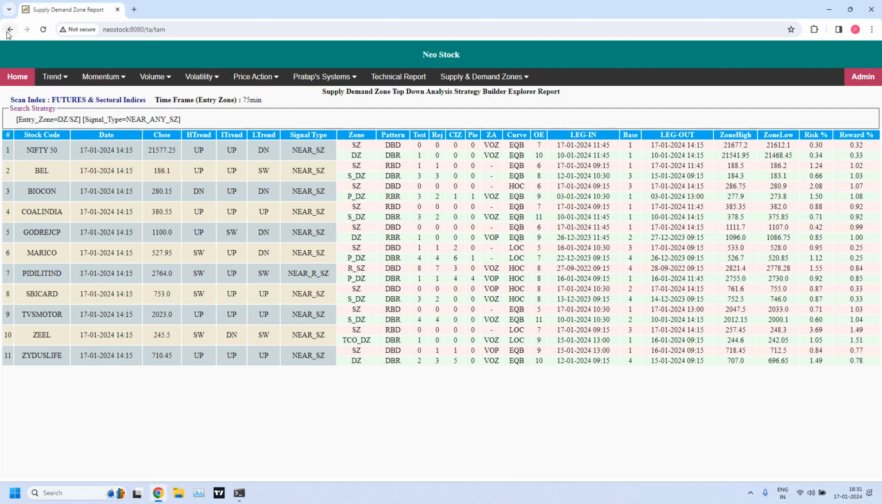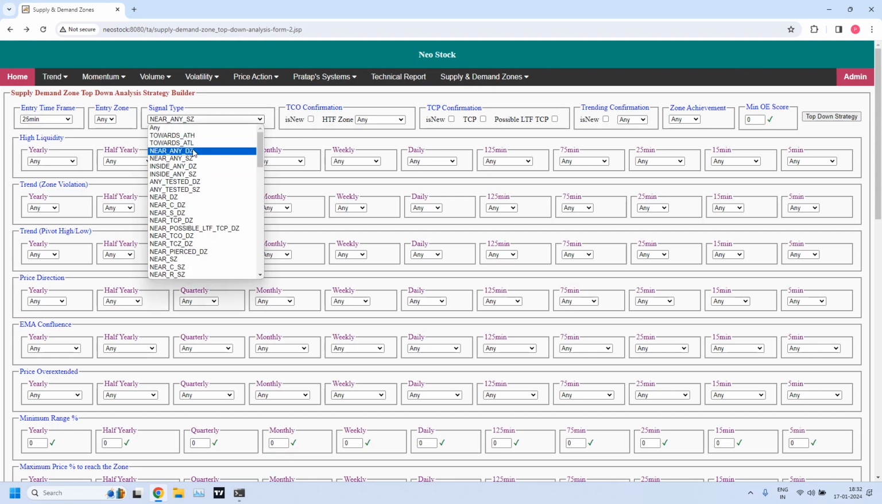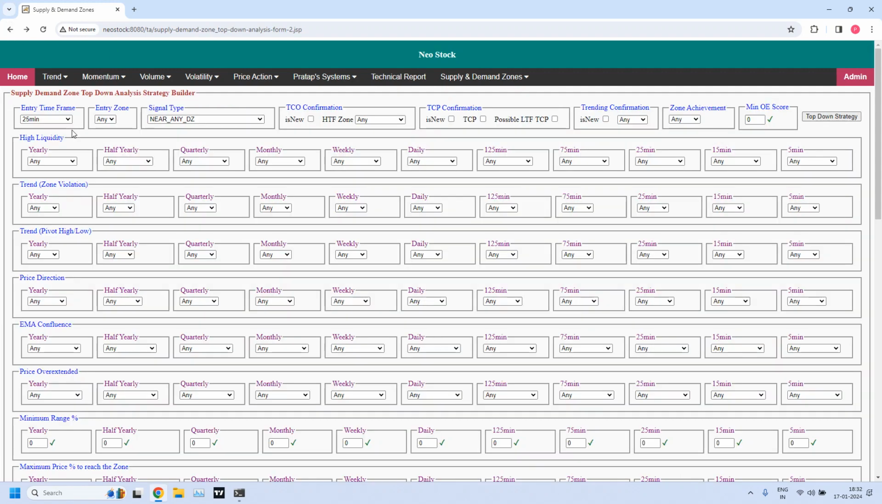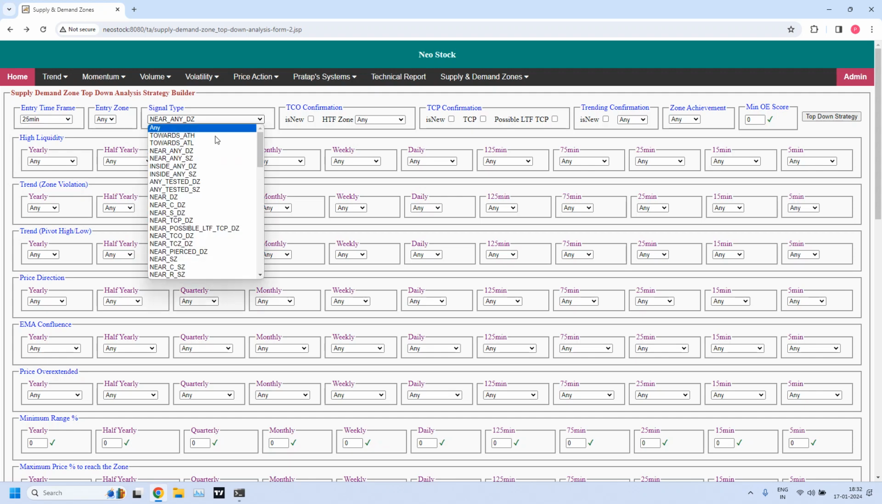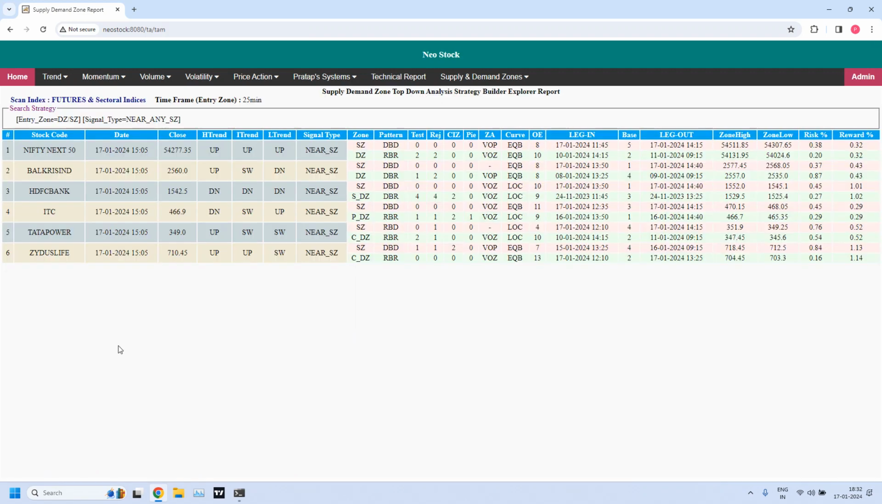Okay, now let's go back and change the time frame to 25 minutes. Let us find the stocks near 25 minutes demand zone and the 9 stocks are filtered. So let me go back. For 25 minutes time frame, let us find the stocks near 25 minutes supply zone. So these 6 stocks are filtered.